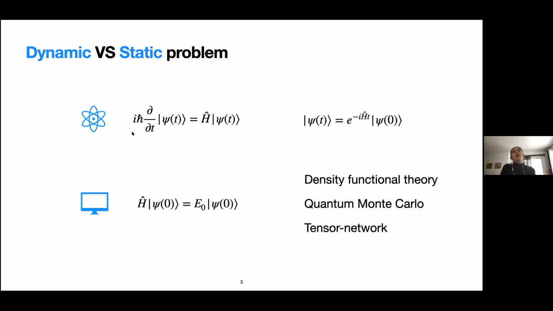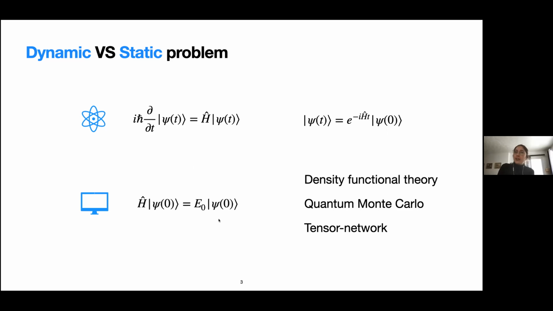As I said, we want to simulate the dynamics of a quantum system on a quantum computer, and one way to achieve such a task is to first initialize the quantum computer in a state of interest, maybe the ground state of some Hamiltonian. The dynamics is easy to solve on a quantum computer, but initializing the system may be a bit less natural for a quantum computer, because we need to solve the static problem. So this eigenvalue problem here.